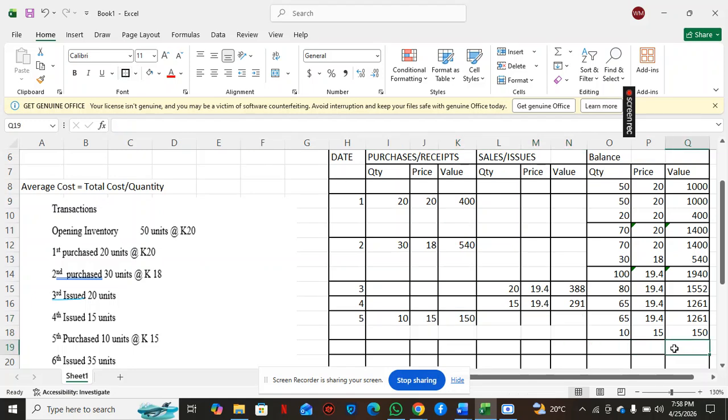So the total value, 1,261 plus 150 kwacha. The total cost of these goods 1,411. Then the total quantity, 65 plus 10. We have 75 units, 75 spare parts.